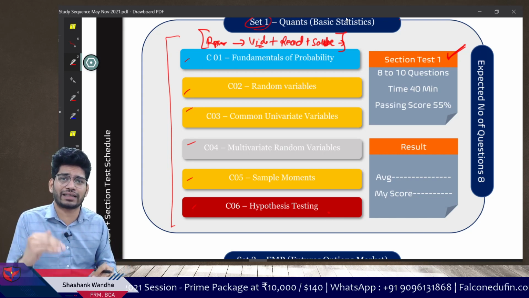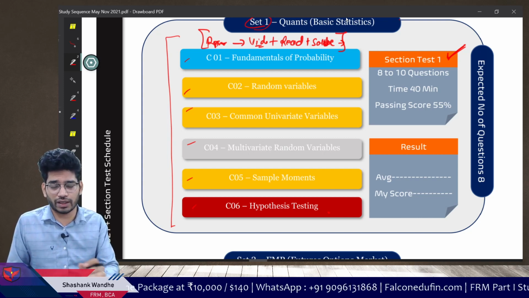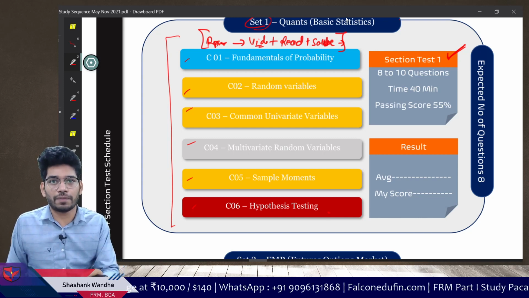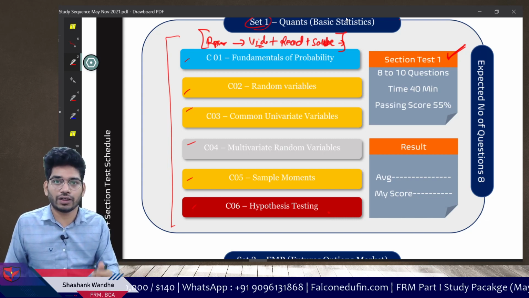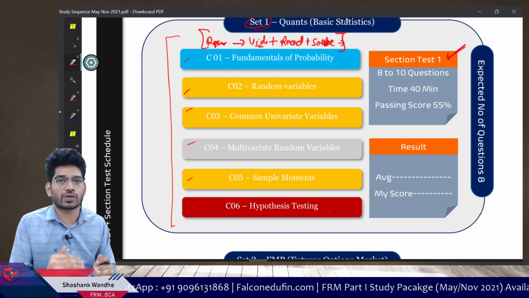You have to just be better than the others. If, say, the rest of the students are scoring 40% out of 100, then even if you score 41%, or let's say 59%, you will still be considered a pass, right? So we have to just make sure you are scoring better than the others.